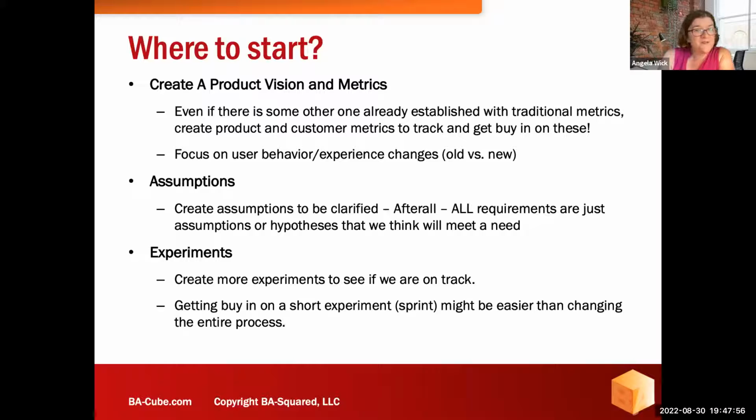Where else can you start? Create more experiments to see if you're on track. I see so many teams spending weeks and weeks debating solution options and ideas when they could have tried 3 different ideas in those weeks and gotten real results and feedback from users on what works. So whenever you see that dynamic spinning out of control, try to recommend a short experiment that might be easier than changing the entire process or going down a large rabbit hole.